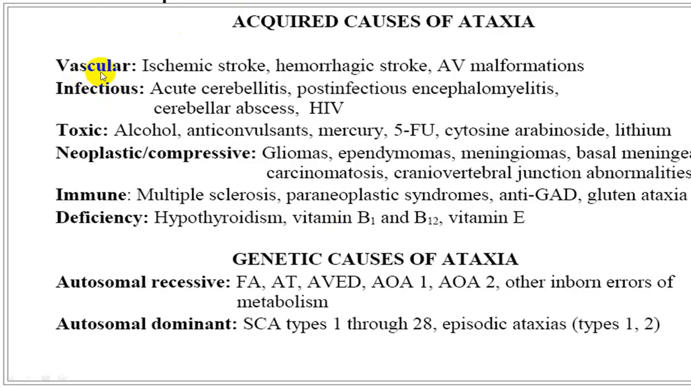Among the acquired causes, we already mentioned vascular causes we call strokes, maybe ischemic, hemorrhagic, or maybe because of AV malformation, and this will be in a vertebro-basilar artery territory. We already mentioned infection like viral infection, quite common, bacterial, maybe cerebellar abscess, toxic material like alcohol, anticonvulsant drugs, mercury, lithium, 5-fluorouracil, then malignancy, particularly gliomas, quite common in that area, meningiomas, immune disorders like multiple sclerosis, paraneoplastic syndromes, deficiency disorders like B1 and B12 deficiency, even in case of hypothyroidism, and there are genetic disorders which are autosomal recessive or autosomal dominant. This can also affect and produce cerebellar ataxic syndromes.